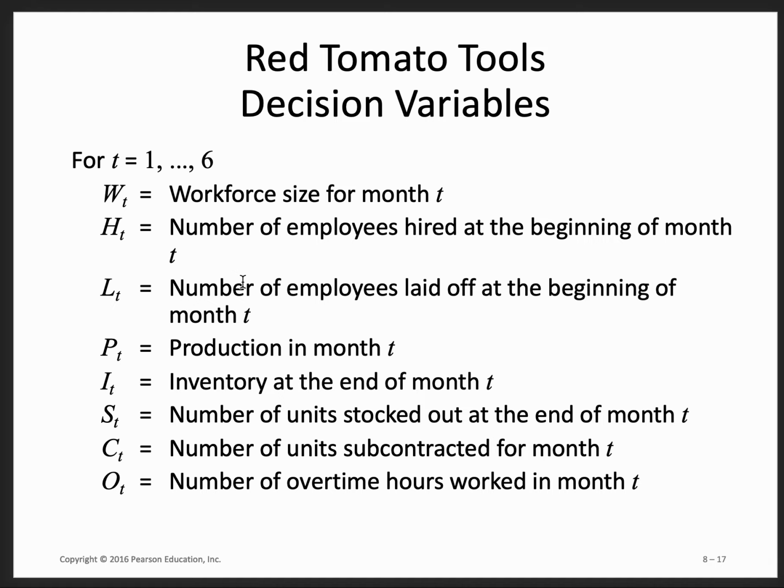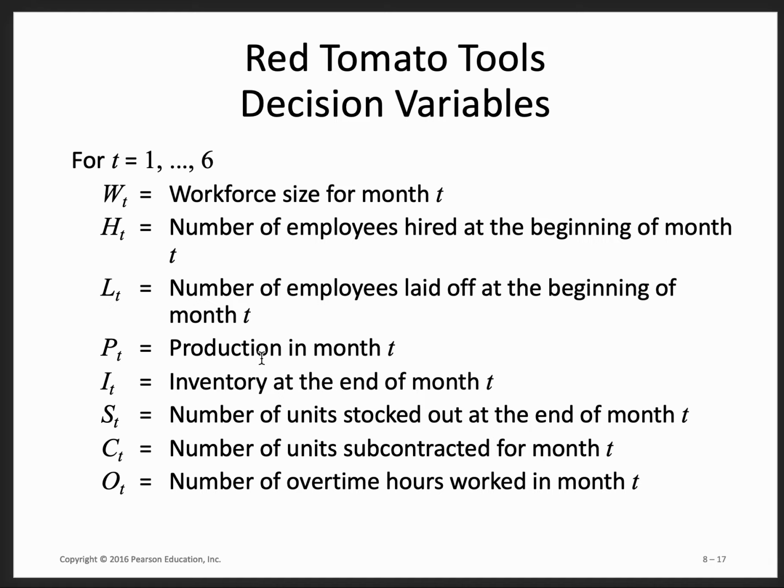Then HT are the number of people you hire at the beginning of a month, and LT are the number of people you lay off at the beginning of a month. Usually you won't do both. It's very rare. It doesn't make sense to lay off somebody and then hire somebody else, because first of all, laying off is more expensive than hiring somebody, and if you hire somebody, you have to train them and everything. So it's not easy, right?